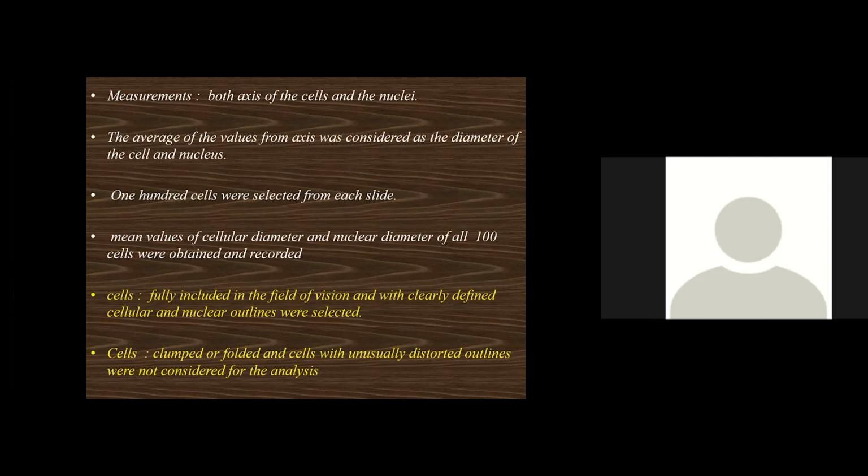Okay, and so to make it more simple and more clear, we opted to study the first 100 cells. And then the mean value was calculated, and we carefully included the cells which were in the field of vision with clearly defined cellular and nuclear outline. Next.